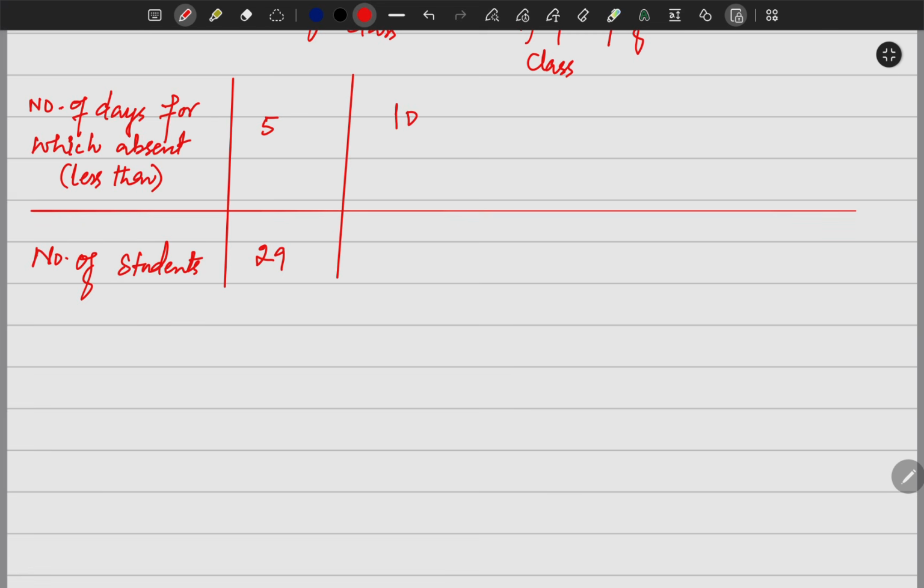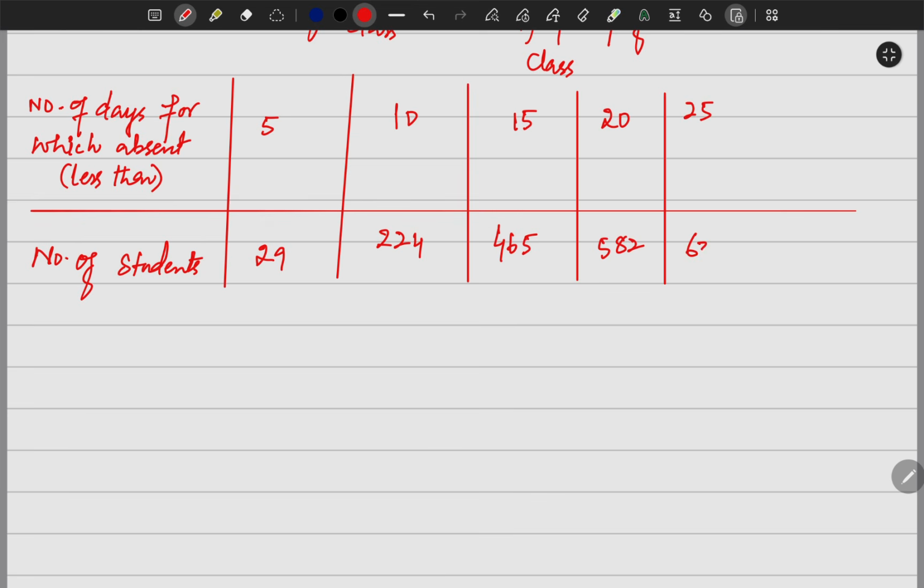For the 10 days, we have 224. For the 15, you have the 465. You have the 20, then 582 students. You have the 25, 634 students.